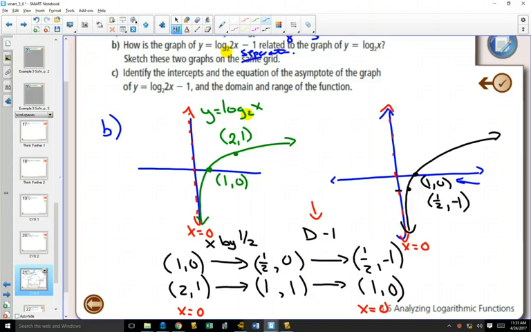As far as domain and range, use your asymptote. I'm to the right of my asymptote, so that means x is going to be bigger than 0 for my domain. When I look at my range, it is everything.